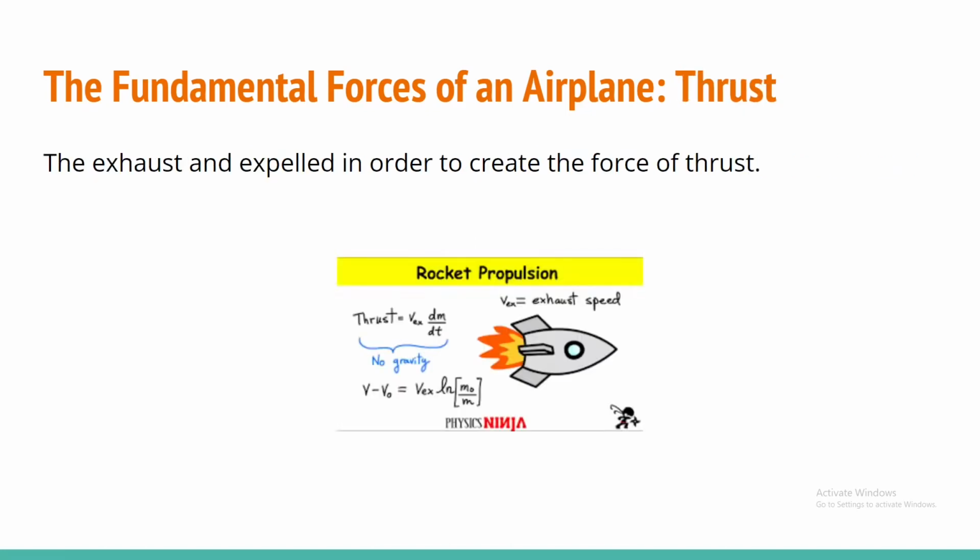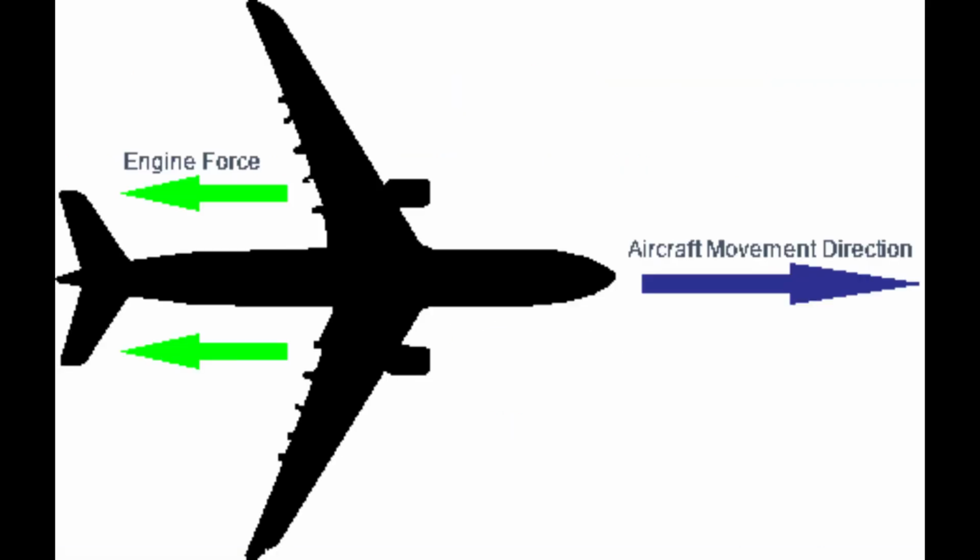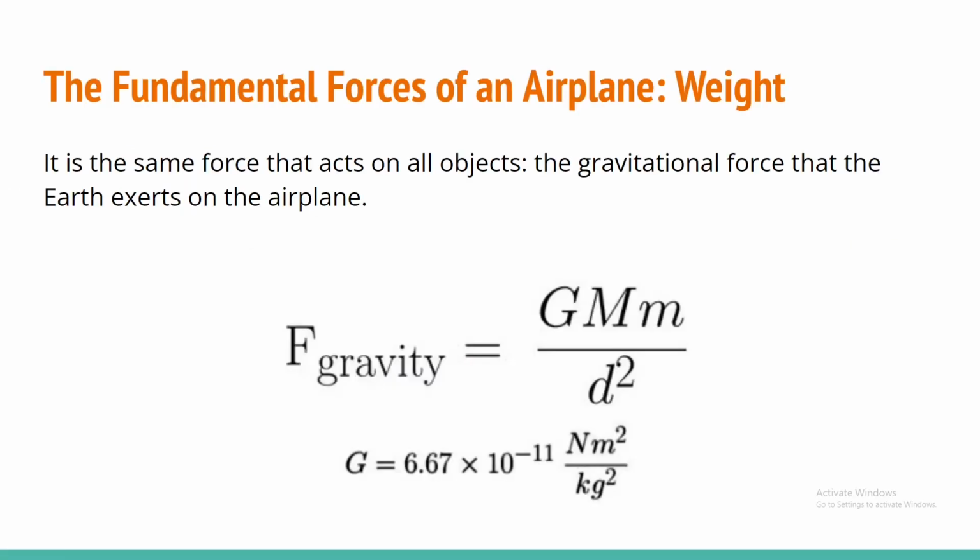Thrust is the force that propels the aircraft forward. It is produced by the engines, whether they're jet engines, propellers, or turbofans, but it's based off the conservation of momentum. As gas is expelled from the plane, the plane moves forward, retaining the momentum of the gas-plane system. Thrust must overcome drag for the plane to accelerate and maintain a forward motion. The last force is weight, which is the gravitational force that the Earth exerts on the airplane.